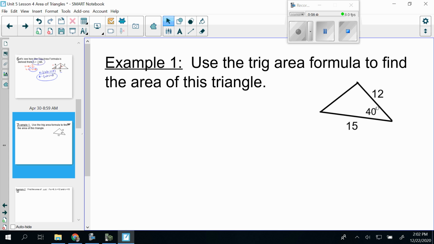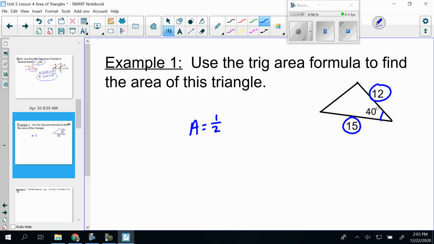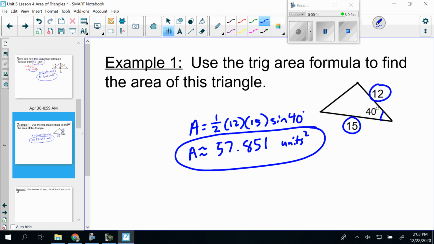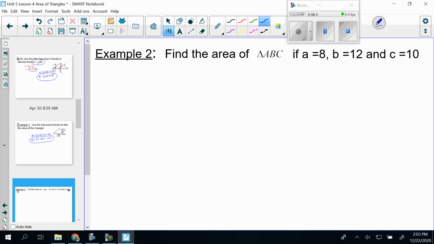All right, so let's use this trig area formula to find out here. Here's our angle. We know both included sides, so our area would be 1/2 of 12 times 15 times sine of the included angle. Just pop this in your calculator now and you will get the answer. So if you put that in, it should give you about 57.851 units squared as our area. Really easy. Just make sure you're in degrees on your calculator.